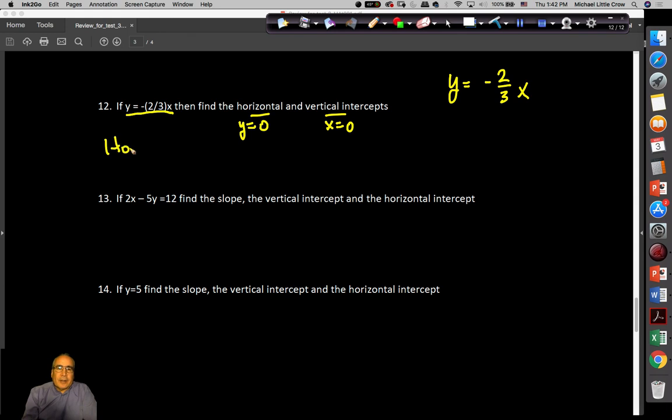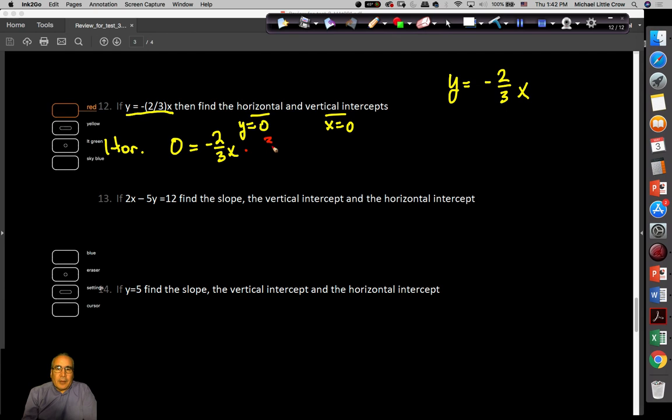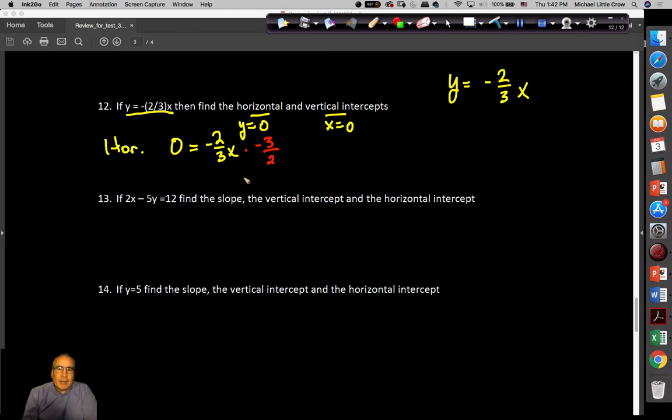So the horizontal is going to be 0 equals negative 2/3 times x. We need to solve for x, so we multiply both sides by the reciprocal, which will be 3 over 2 negative. Negative times a negative is positive. The 3's cancel, the 2's cancel, so on the left hand side we're left with x. On the right hand side, whenever we multiply anything by 0, we always end up with 0. So when we plug in 0 for y, we get 0 for x. The horizontal intercept is 0, 0.